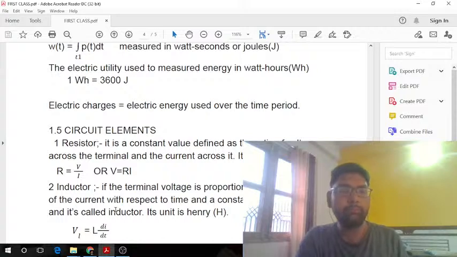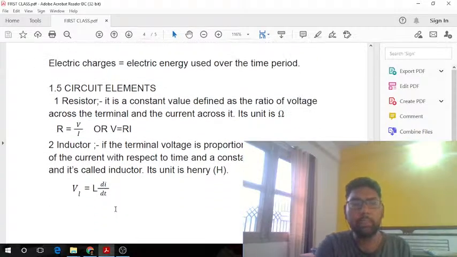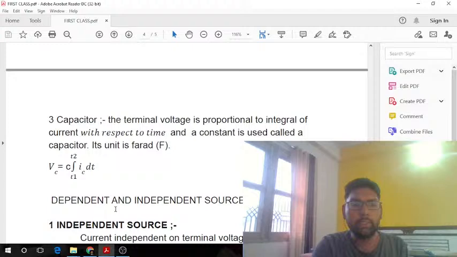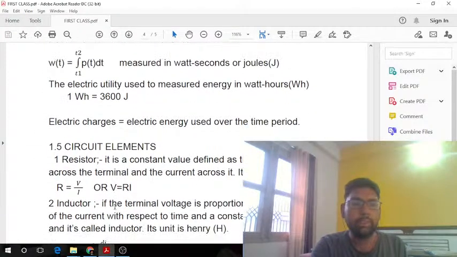Circuit parameters: we have to study the circuit parameters in the network domain as well as the various sources, and this is part of the circuit elements.